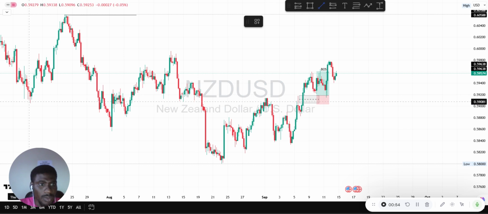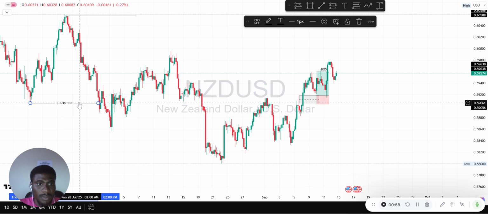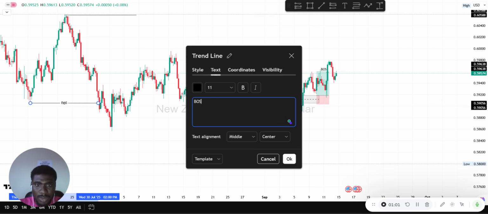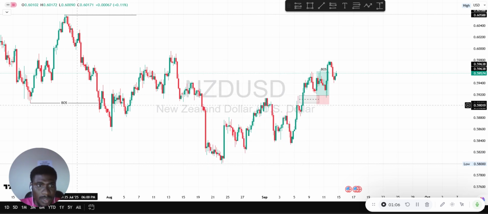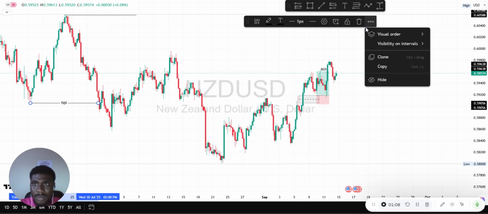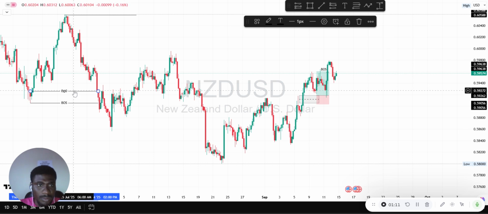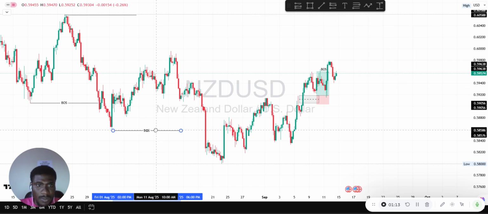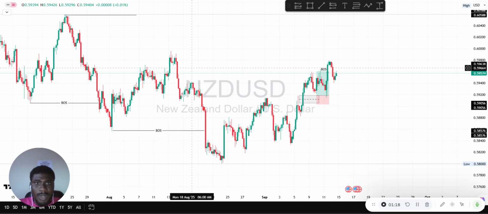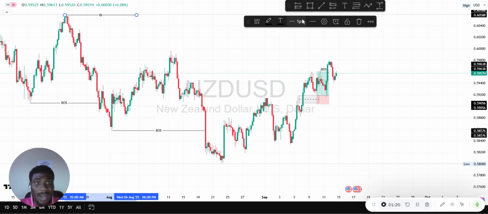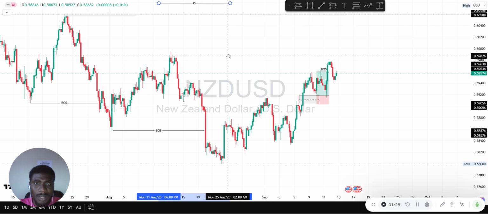Let me just draw this out for you guys. In a bearish trend, this is our break of structure to the downside. Same thing here. So these are protected highs. These are our lower highs, right? This is our lower high.